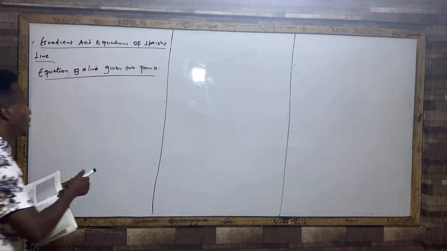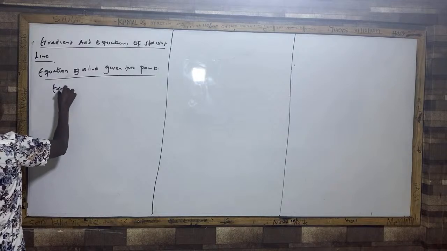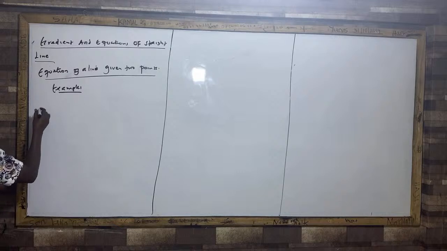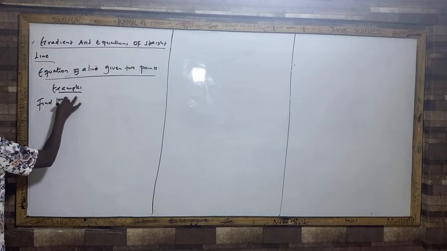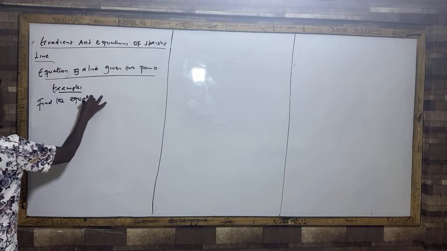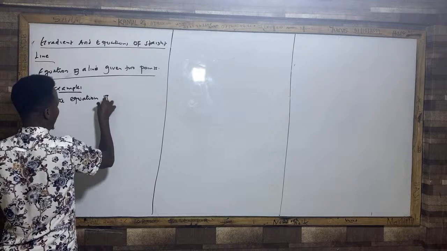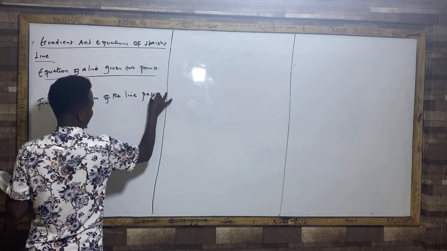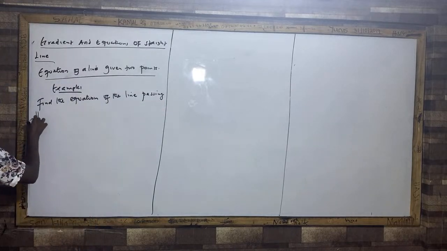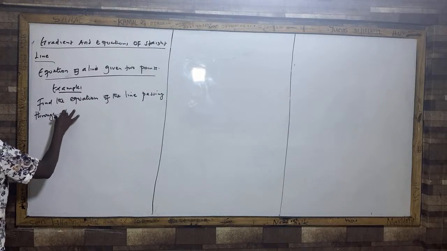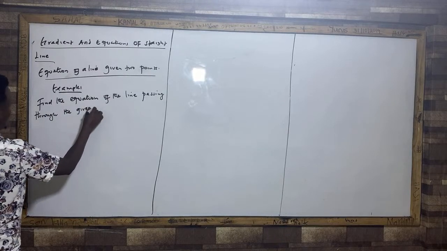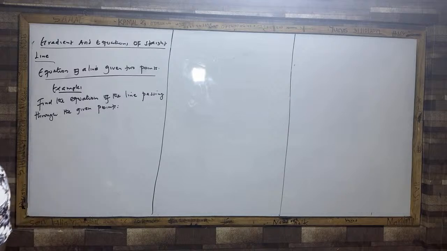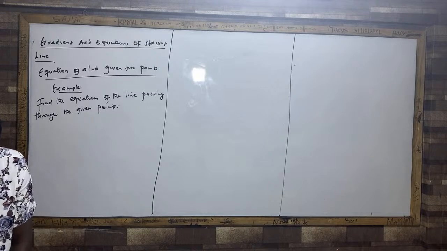Example 1: you are told, find the equation of the line passing through the given points. Then we'll be having our points here. I think we have a problem with the network, but there's no problem. You can still go ahead.